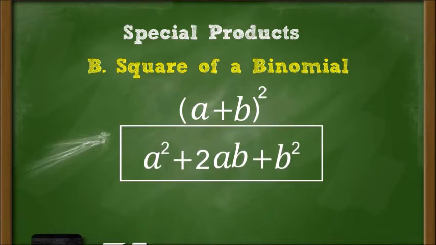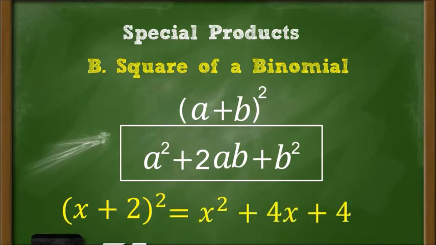Example. We have here the quantity x plus 2 squared. So we will follow the pattern. It will give us a squared, which is x squared, since our a here is x and our b is 2. So x squared plus, how did we get 4x? We multiply a and b, then double it. So you have x times 2, that will give you 2x, then double it, it will give you 4x. Plus, the last term here is the square of your b. So our b is 2, so the square of 2 is 4, thus giving us this trinomial, x squared plus 4x plus 4. That's it. Very good.